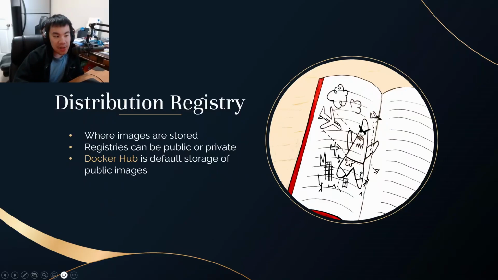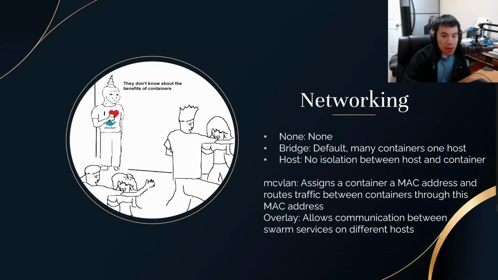So the registry, there's not much to say about it. It's actually been moved over to distribution, and they call it distribution registry now instead of just registry. But Docker images require a location where they can be stored, and the registry is that location. Docker Hub is the default storage location of images that are stored in the public registry, and registries can also be private or public.